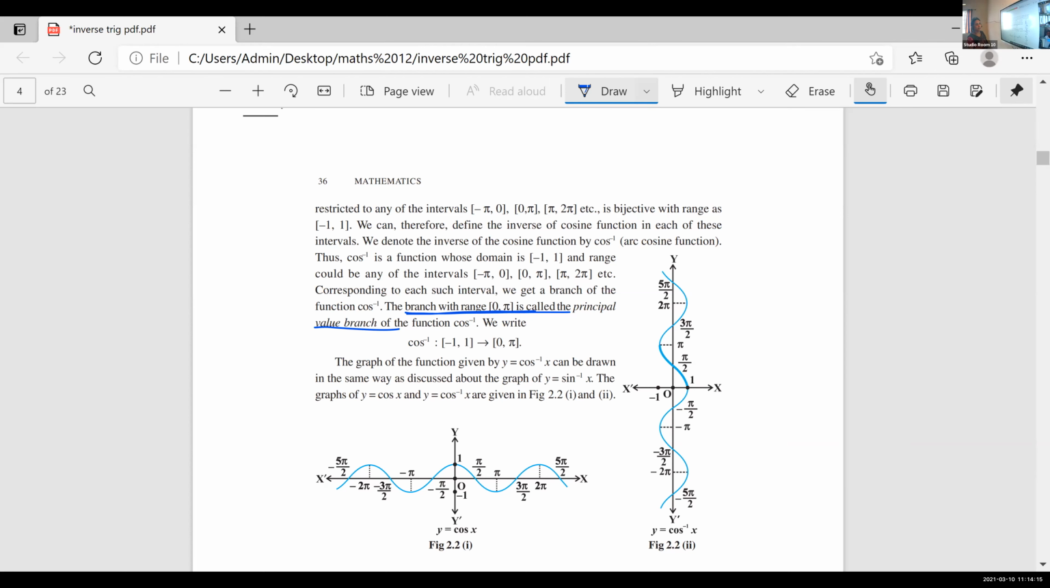In order to define the inverse, we should make the function one-one and onto. Instead of taking the whole set of real numbers, we restrict it to some interval. So for cos, we consider the interval from 0 to pi. So cos inverse is a function from minus 1 to 1 to 0 to pi. So 0 to pi is the principal value branch of cos inverse.